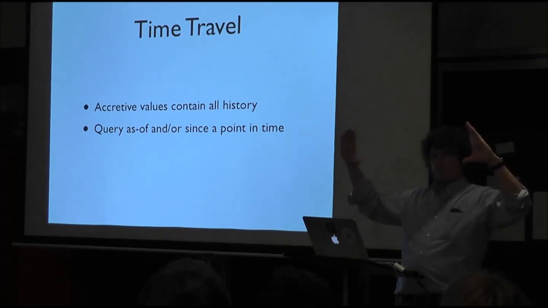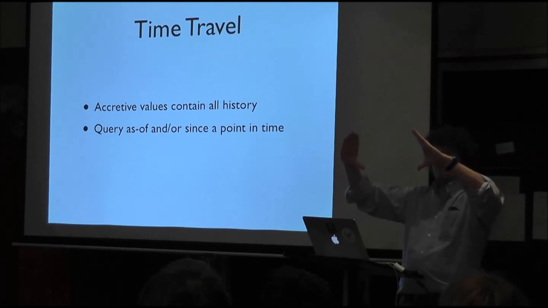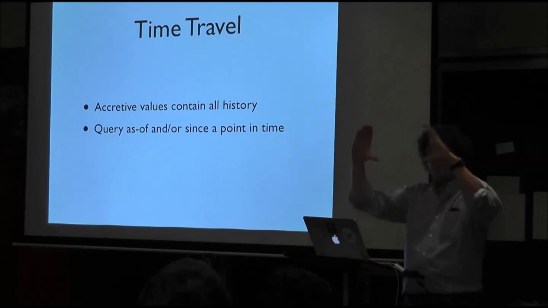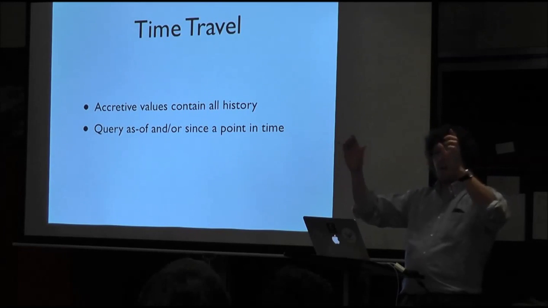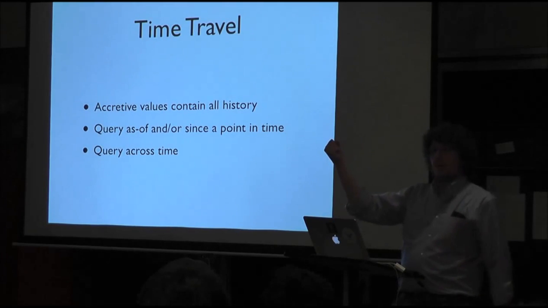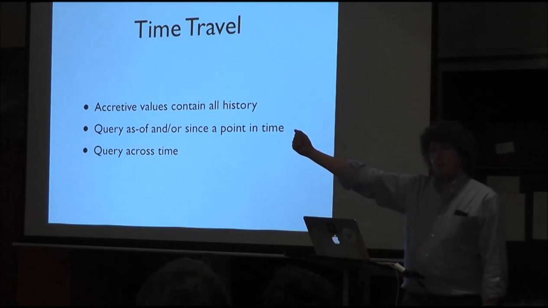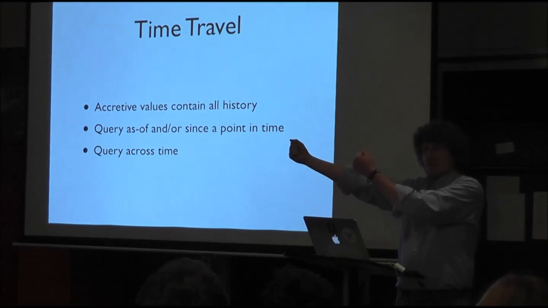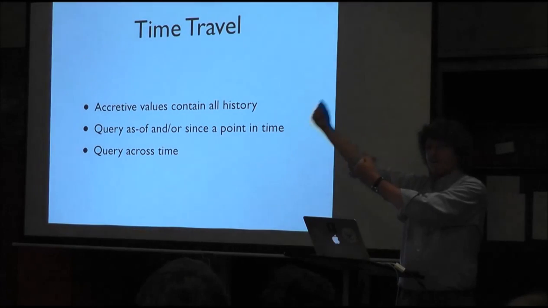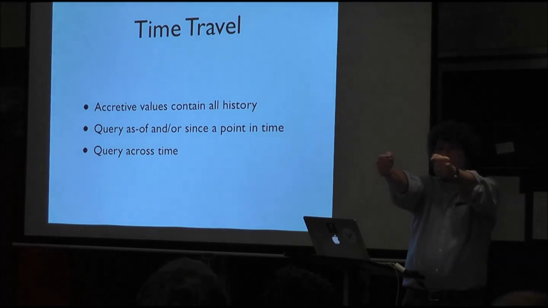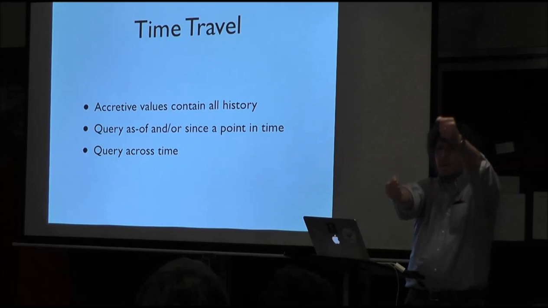So if you have the tree ring out here, you can say, just pretend it was here and give me the answer about this. You can say as of a point in time or since a point in time, from here out to there. You can also query across time. If I can take a database and say, let me see you as if it was last Tuesday, and I can write functions that take more than one database, then I can pass now and last Tuesday to a query and query across time. What's in between these two things, or what's the ratio between this and that?